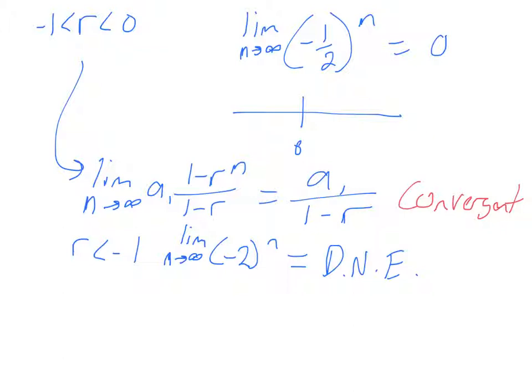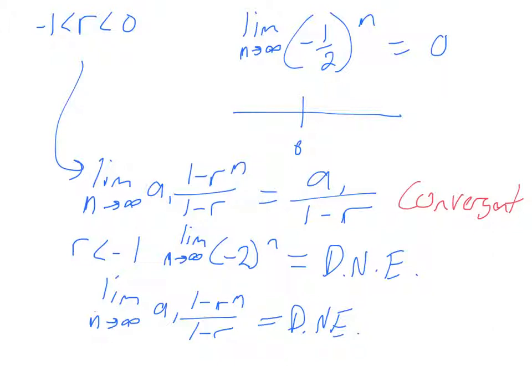All right, so we would say that in this case, the limit as n goes to infinity of the sum of our geometric series is also not going to exist. And because that limit doesn't exist, it's also going to be divergent.